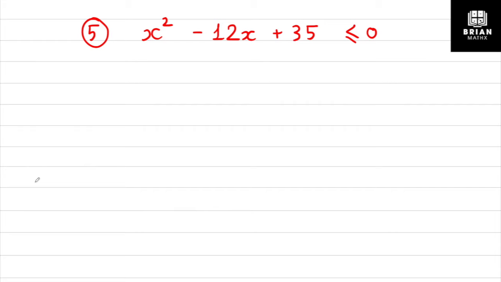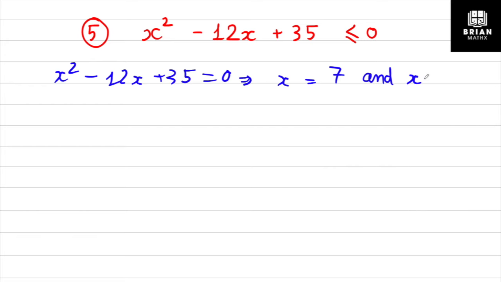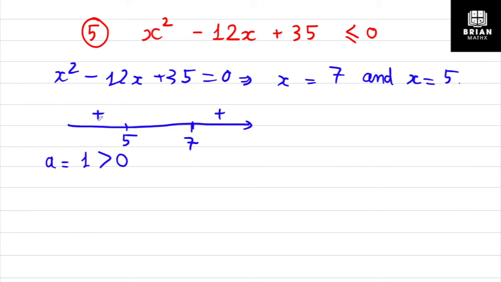The last example in this video, you got x squared minus 12x plus 35. Set up the quadratic equation first and find the solution. You get the solutions 7 and x equal to 5. Set up the number line. You got 5 in here, 7 in here, and because a equal to 1 is greater than 0, this is positive and this one is negative. The question asks about less than or equal to 0. I care about the middle part.